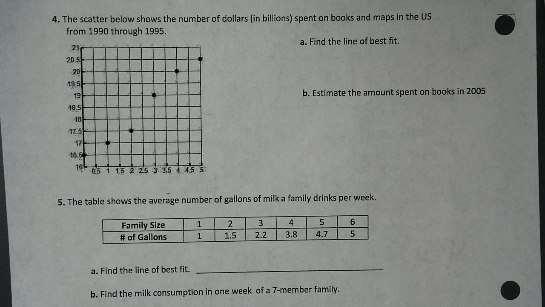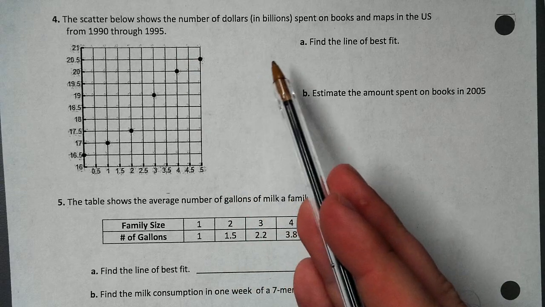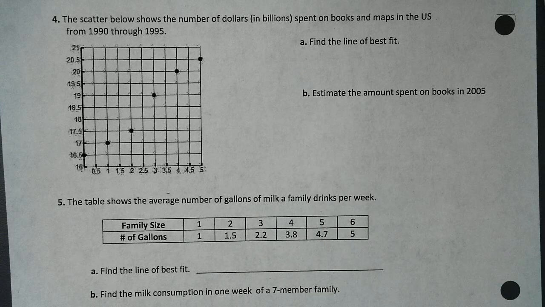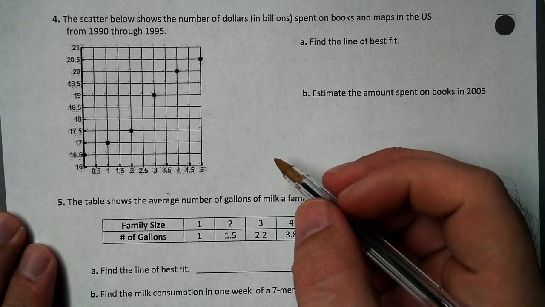All right, we're only going to do 2 more examples because I think you're getting the gist of it by now. But I wanted to do one example that had a graph. So what we have to do on the graph first is we have to get all of our points. So the scatter plot shows the numbers of billions of dollars spent on U.S. maps from 1990 through 1995.